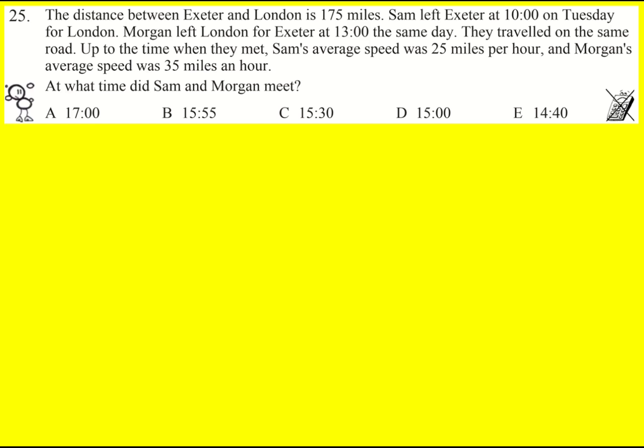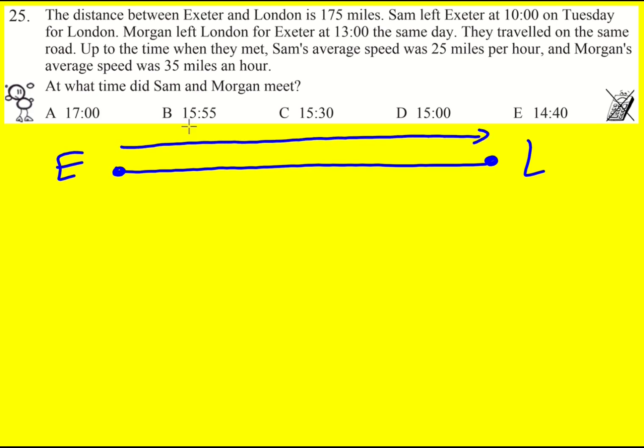Got a speed, distance, time question here. The first thing, the hardest thing actually, is to get a good diagram down for what is going on, and then it's all about implementing equations carefully. So we've got Exeter and we've got London, and they are a distance 175 miles apart.